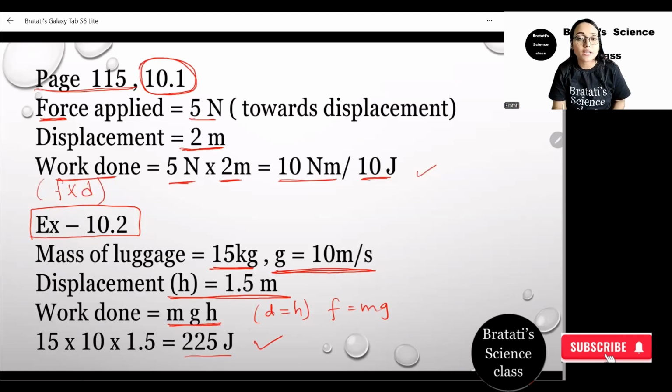Children, you will be getting a calculator for calculating during the exam. So you just have to calculate, and in an easier way, if you remove one decimal, then 10 will go. So 1.5 into 10 equals 15. So 15 into 15, 15 whole square, that is 225 joule.